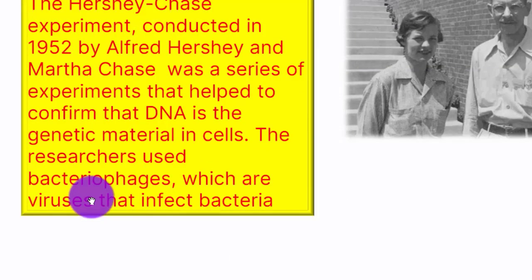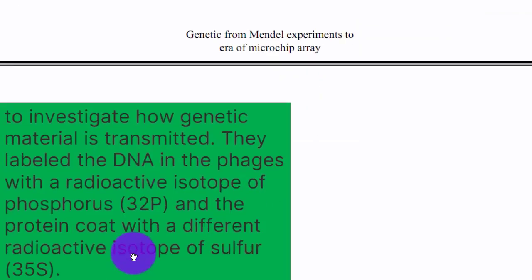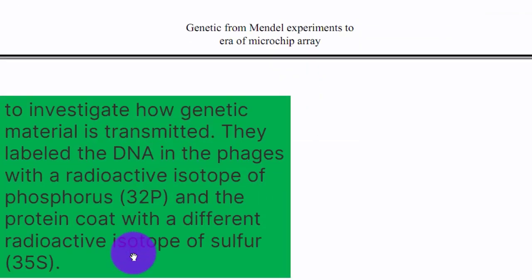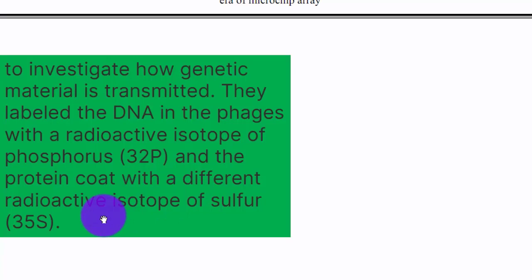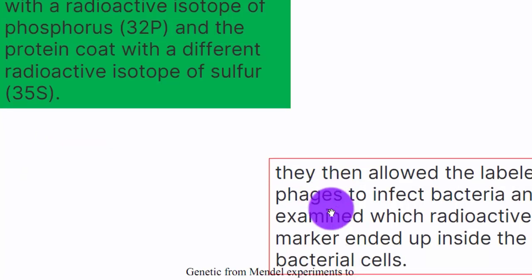The researchers used bacteriophage, which are viruses that infect bacteria. To investigate how genetic material is transmitted, they labeled the DNA in the phage with the radioactive isotope phosphorus-32 and the protein coat with a different radioactive isotope, sulfur-35. They then allowed the labeled phage to infect the bacteria and examined which radioactive marker ended up inside the bacterial cell.